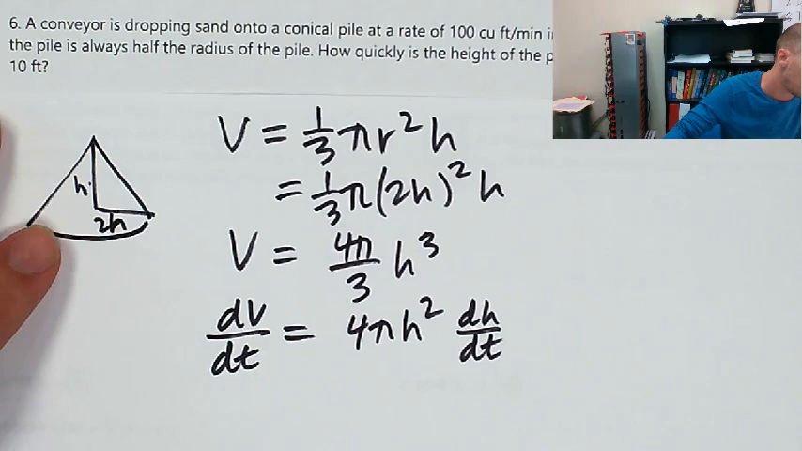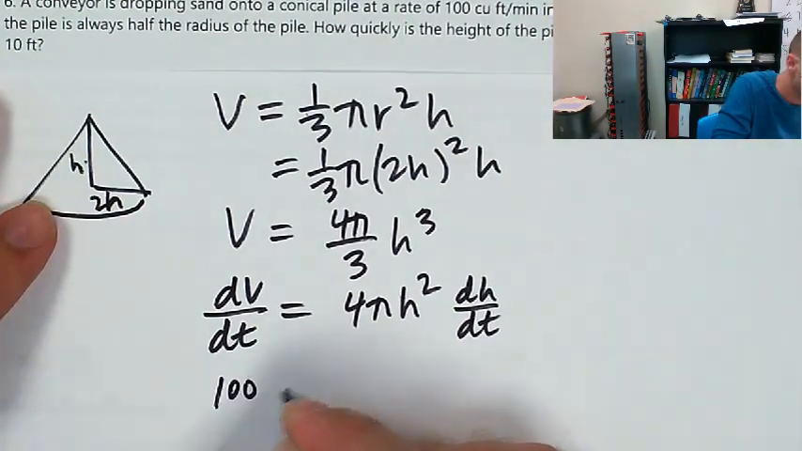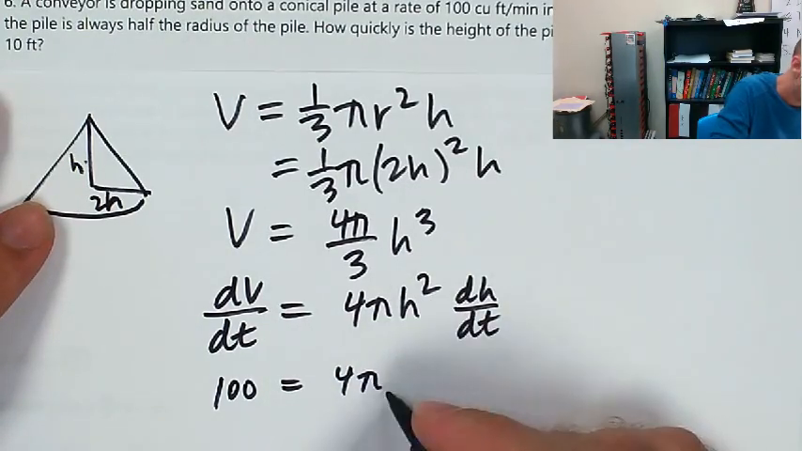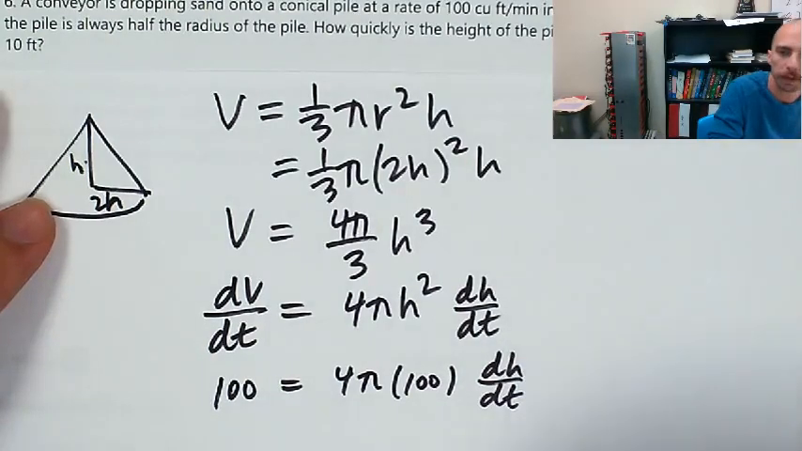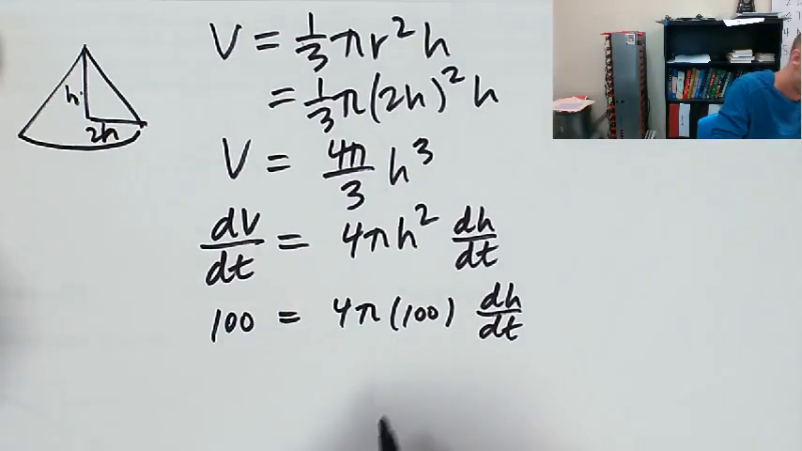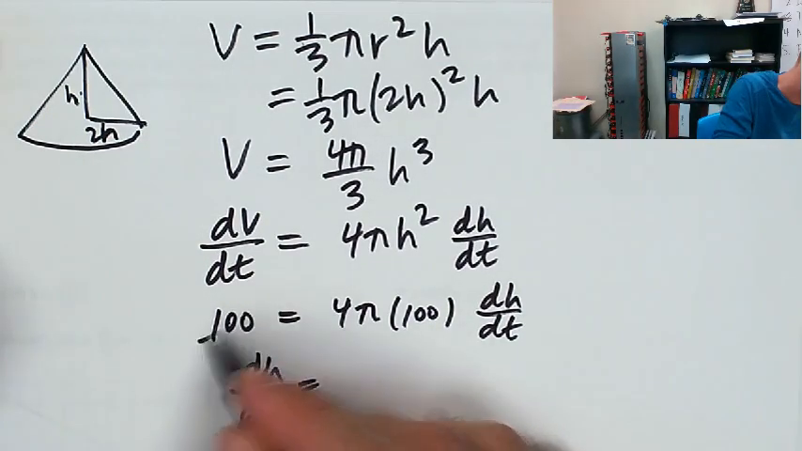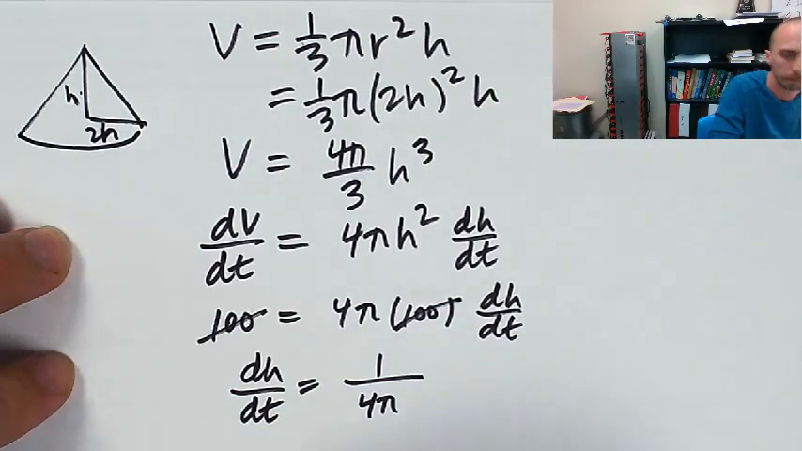Conveyor dropping onto the pile at a rate of 100 cubic feet per minute, so the volume is increasing 100 per minute. So 4 pi h squared is also 100, and dh/dt is what I'm hoping to find. So I could probably just solve for dh/dt, divide both sides by 100, and I'll have 1 over 4 pi.